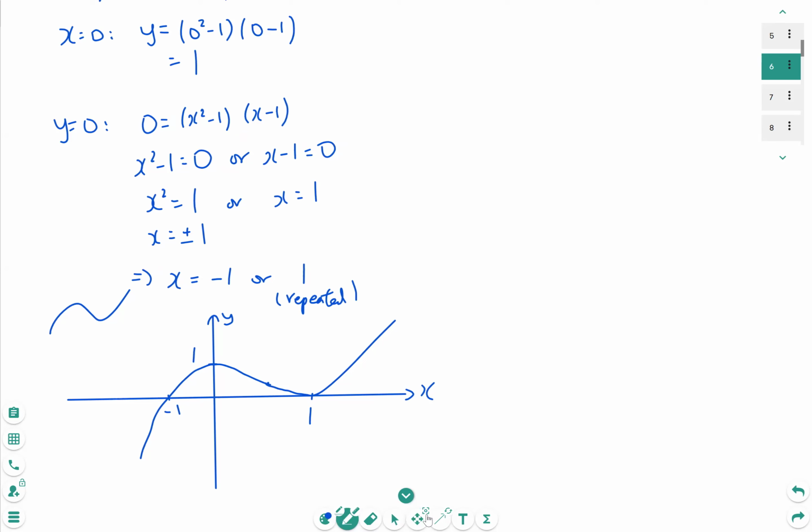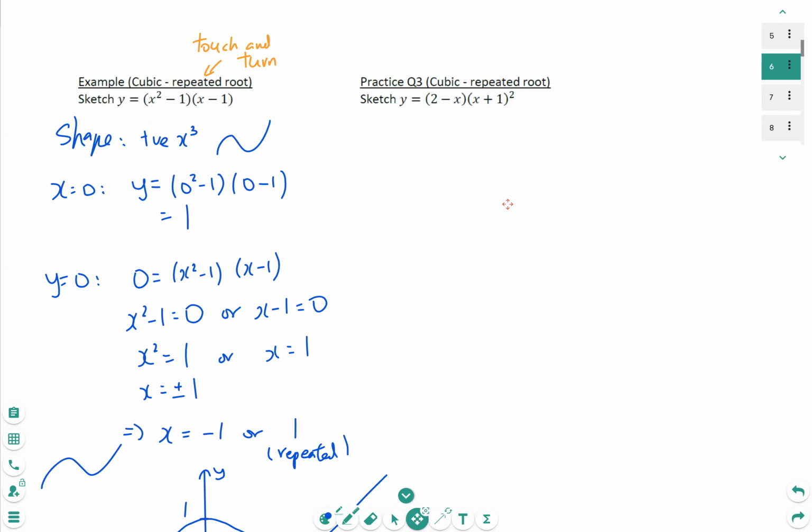Okay. Right. So if you're happy with this, then pause the video, have a go at this question 3. Be careful with the shape. Pause the video, have a go at the question. When you're ready for the answer, you can press play.